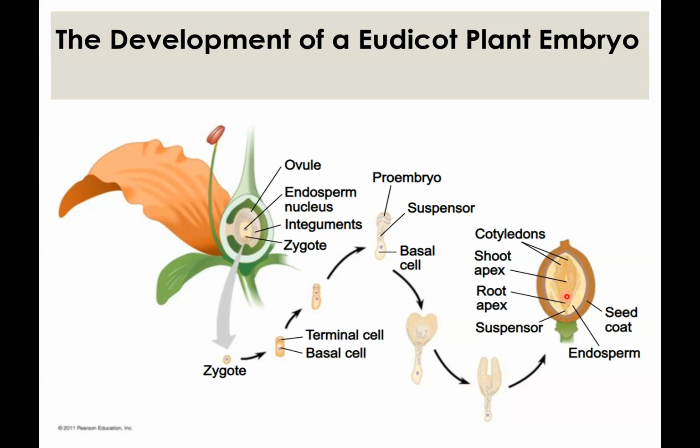And the two top parts in here of this embryo, these cells that divide and form these two projections, are known as the cotyledons, or the early leaves that are going to come out. So we're talking about that dicotyledon, eudicot plant embryo. So it has two embryonic leaves, or dicot.